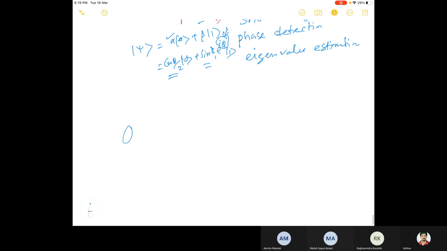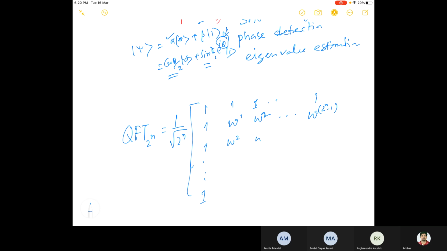The matrix representation of QFT is nothing but this: a first row of all 1s, a first column of all 1s, and then omega, omega squared, omega 4, omega to the power 2 to the power n minus 1, and so on, up to omega to the power n minus 1 by 2, and omega to the power n minus 1 to the power n minus 1. You can see the pattern. So basically this is the matrix.